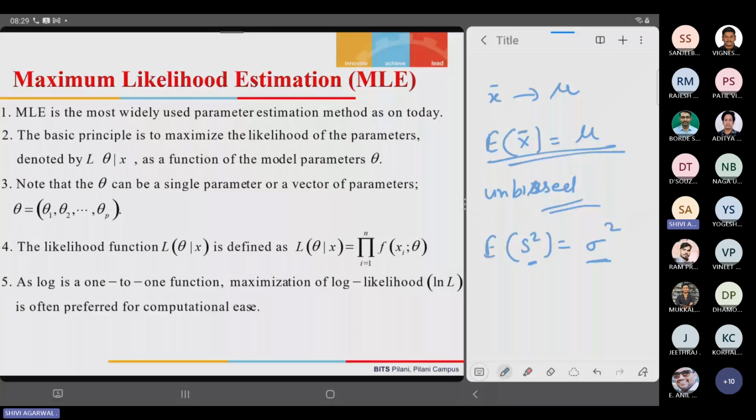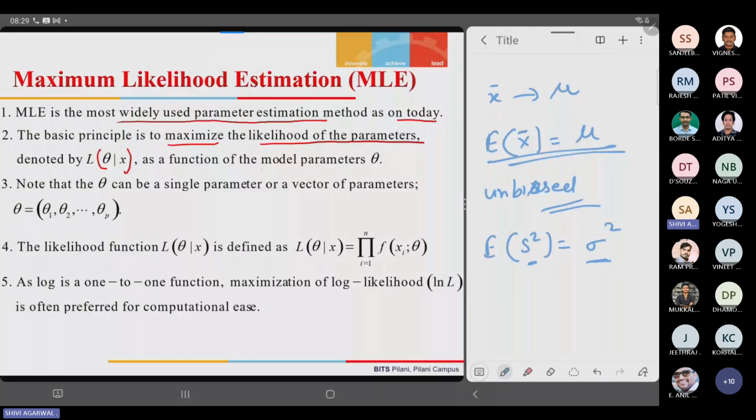Now we are doing the maximum likelihood estimator. It is the most widely used parameter estimation as of today. The basic principle is to maximize the likelihood of the parameter. Firstly, we have to find the likelihood function, and then we maximize it by using the calculus which you have done earlier. So firstly, what is the likelihood function?